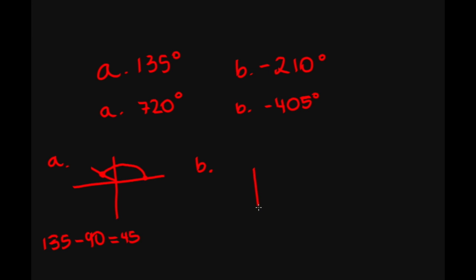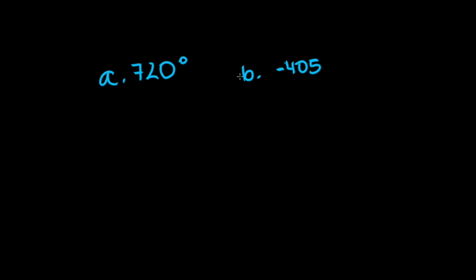Now let's draw my angle for B. This is telling me -210 degrees. I know from my starting point over to here is -180 degrees. 210 minus 180 equals 30. So I know that the rest of my angle is 1/3 through this next quadrant, which would be right here. Now let's solve the other problems.